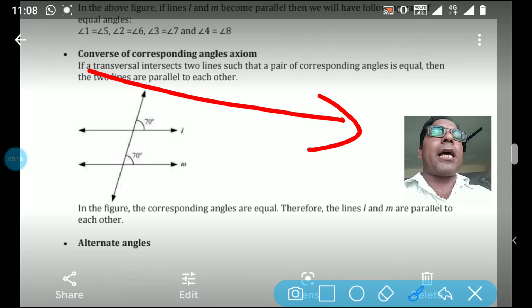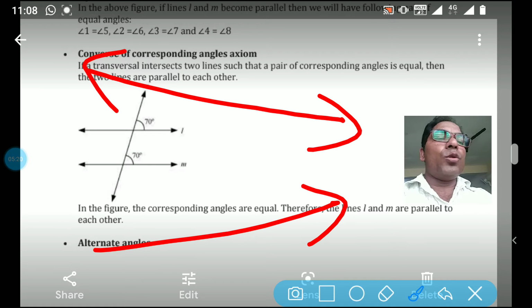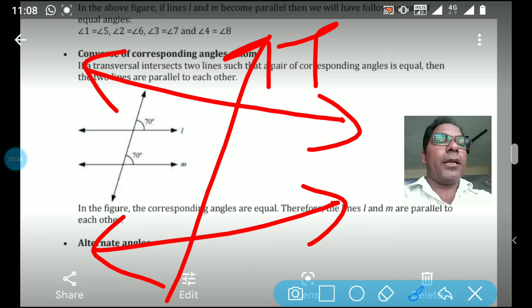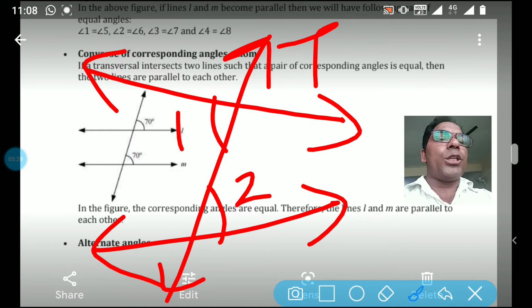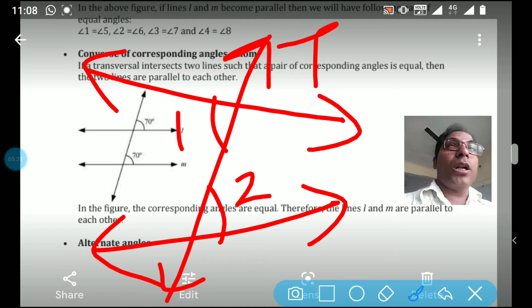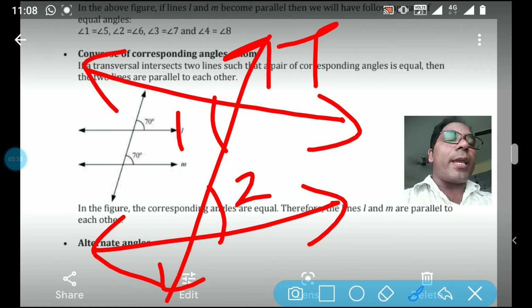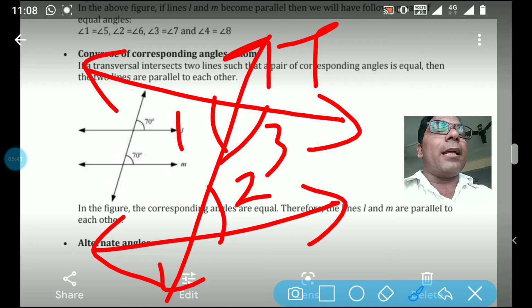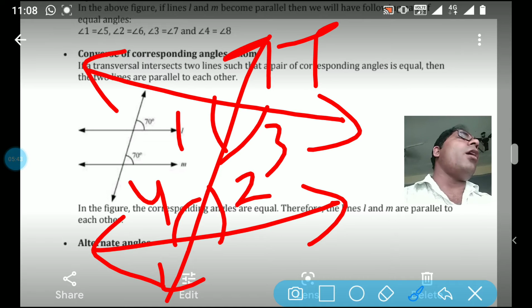Suppose these two lines are not parallel. Two non-parallel lines are given and one transversal line is there. Then this angle and this angle, angle 1 and angle 2, are called alternate angles. Student, here these lines are not parallel, but angle 1 and angle 2 are alternate angles. Same as this side, angle 3 and angle 4 are alternate angles.